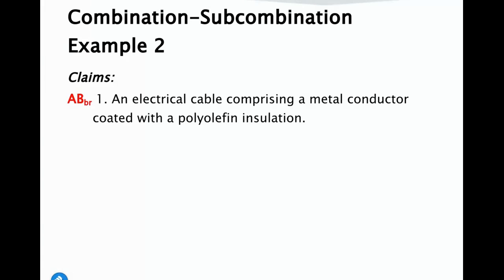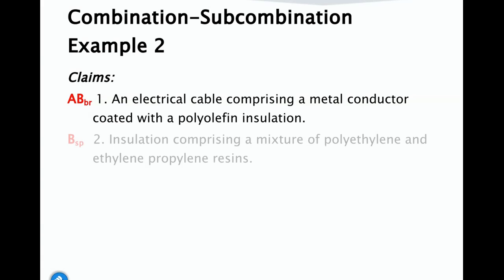In example 2, claim 1 is still a combination of a metal conductor and insulation, and claim 2 is solely the insulation. The difference here is that claim 1 does not require the details of the sub-combination for patentability. The insulation of claim 1 is broadly claimed as polyolefin, which encompasses polyethylene and ethylene propylene resins.